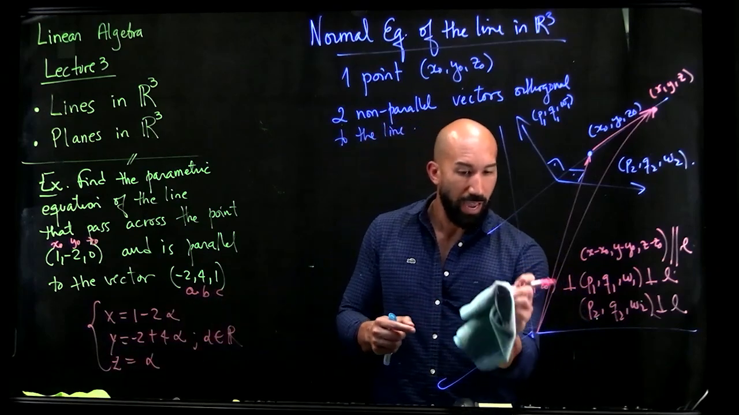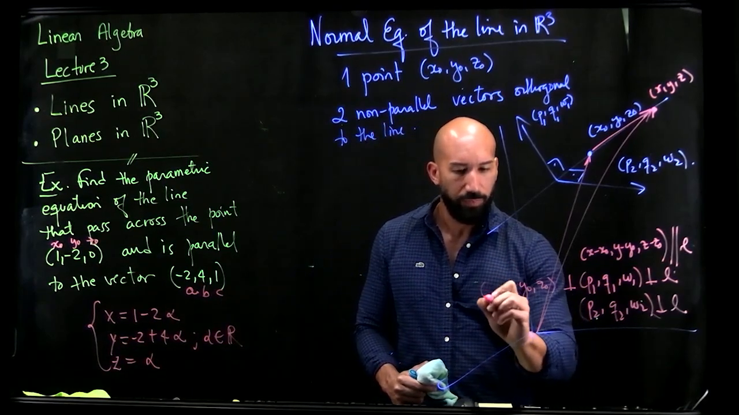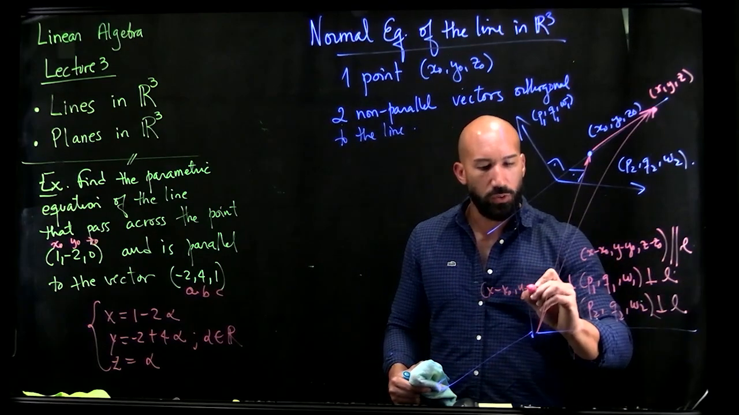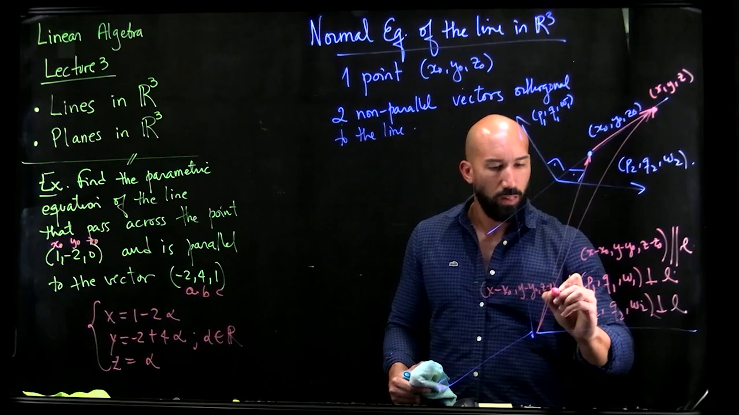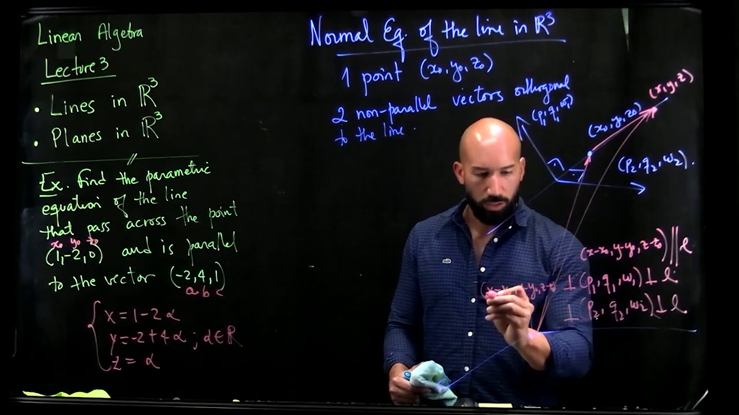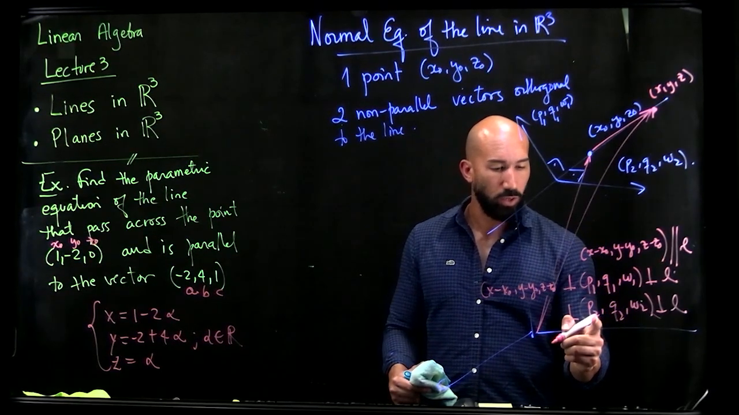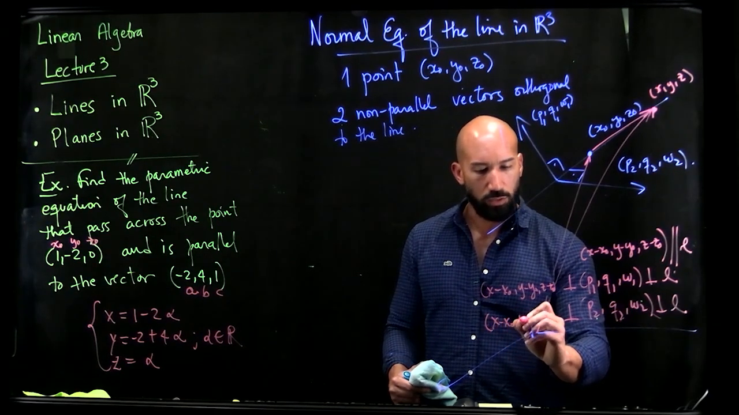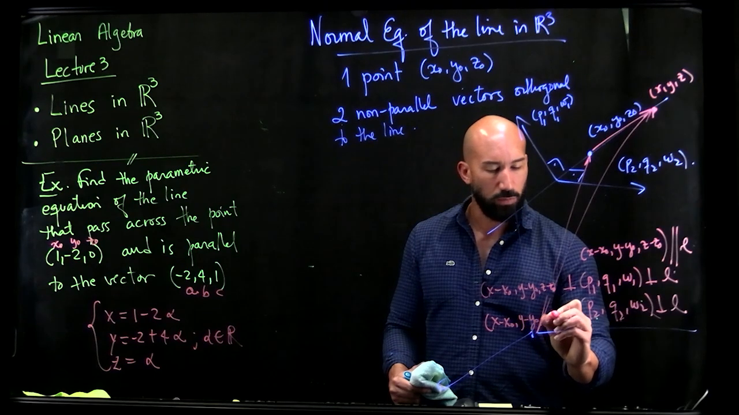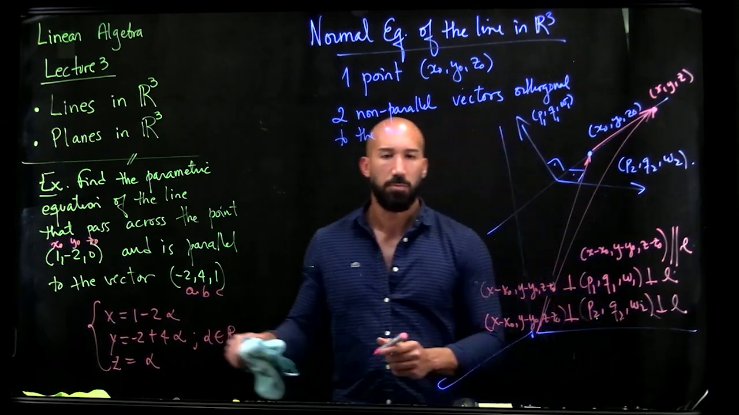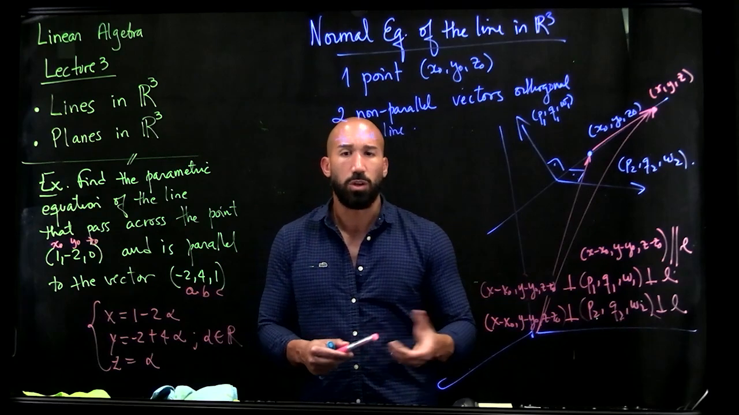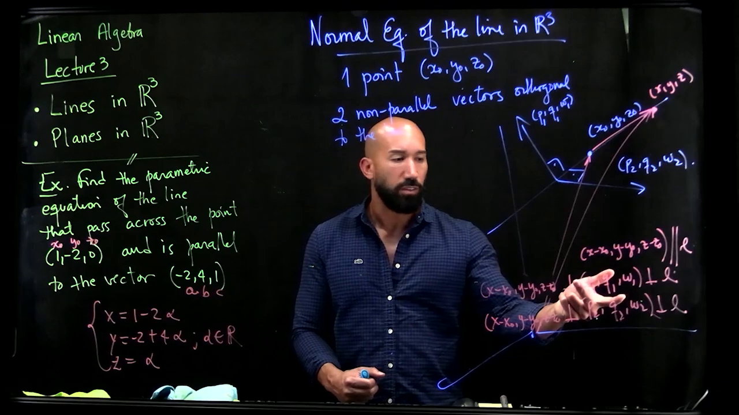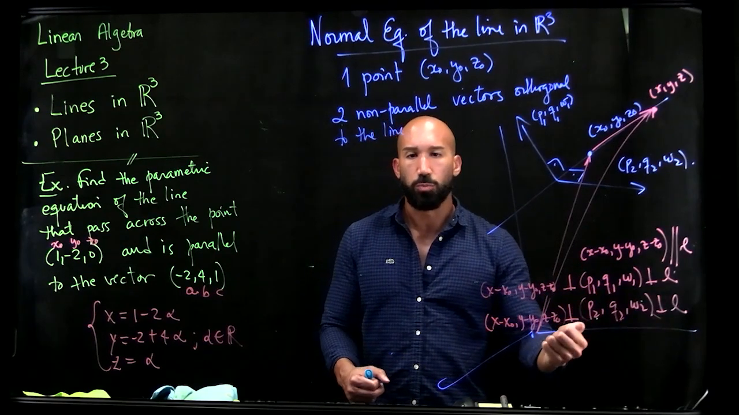P2, Q2, W2 is orthogonal to the line, which means that P1, Q1, W1 is orthogonal to the vector X minus X0, Y minus Y0, Z minus Z0, and also P2, Q2, W2 is orthogonal to X minus X0, Y minus Y0, Z minus Z0. Is that okay? And now, the only thing that we need to use is the criterion that we have for orthogonal vectors. If 2 vectors are orthogonal, the dot product needs to be 0.